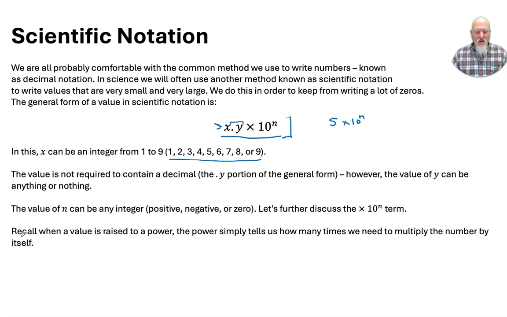The last thing we need to talk about is n. N has to be an integer. It can be a negative integer, so negative 1, negative 2, negative 3. It can be 0, or it can be a positive integer, 1, 2, 3, 4, 5, whatever. But n has to be an integer. And we'll talk about the positive and negative pieces in a second. That n means we're raising 10 to the nth power.